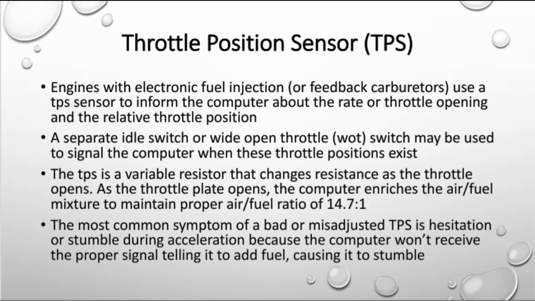As the throttle plate opens, the computer enriches the air-fuel mixture to maintain a proper air-fuel ratio of 14.7 to 1. The most common symptom of a bad or misadjusted TPS is hesitation or stumble during acceleration because the computer won't receive the proper signal telling it to add fuel, causing it to stumble.